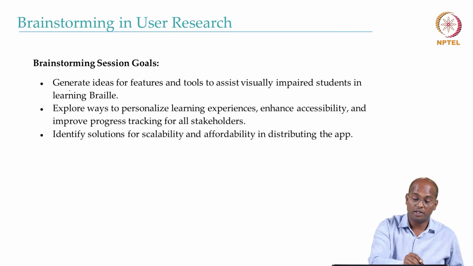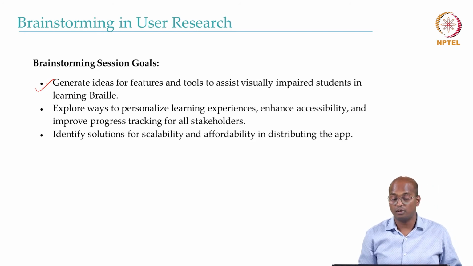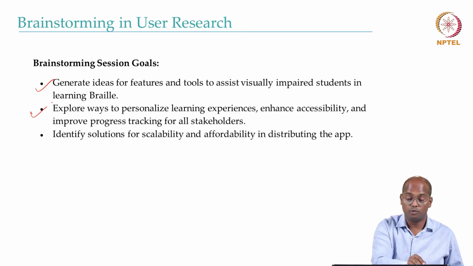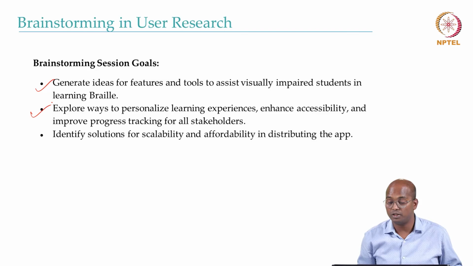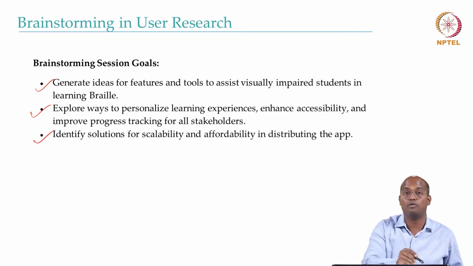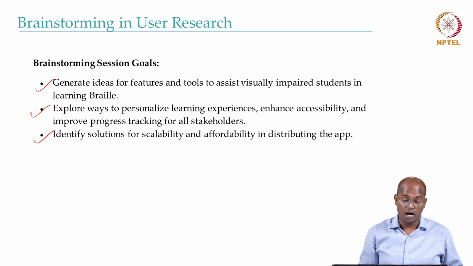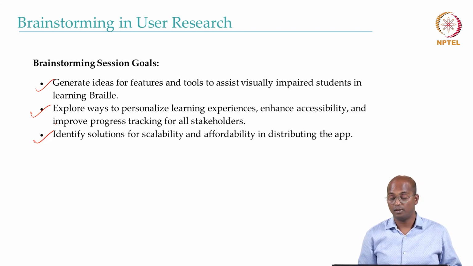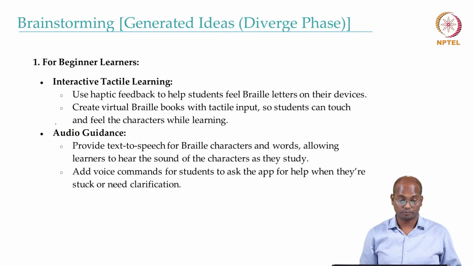So the goals of the brainstorming are to generate ideas for features and tools to assist visually impaired students in learning Braille, explore ways to personalize learning experiences, enhance accessibility, and improve progress tracking for all stakeholders. Identify solutions for scalability and affordability in distributing the app. So let's go one by one in greater detail over what has been brainstormed for the different stakeholders we have.